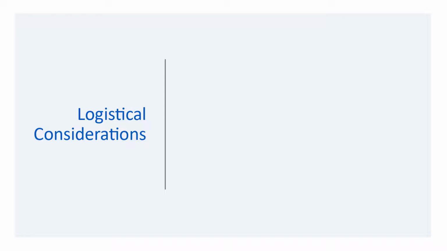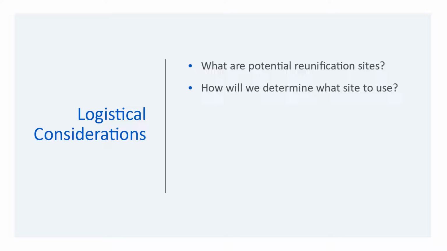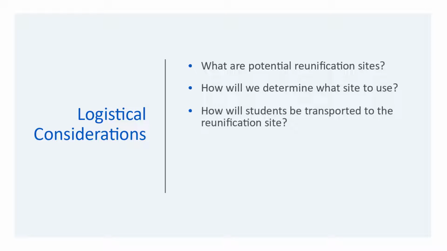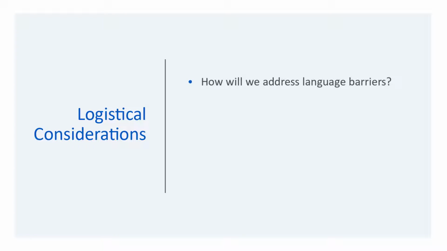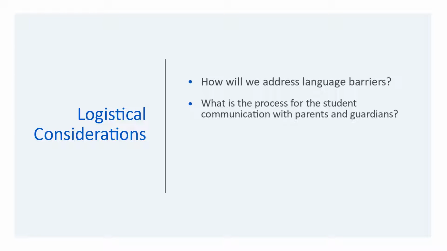Prior to an incident, schools should also consider, discuss, and plan the logistics of reunification. Logistical considerations may include what potential reunification sites can be used and what factors determine which site will be used, how students, including students with special needs, will be transported from the emergency or evacuation site to the reunification site, what will be the role of community partners during evacuation and reunification, how will the school address language barriers, and how schools can employ students to assist in accurately messaging parents and guardians and the process to do so.